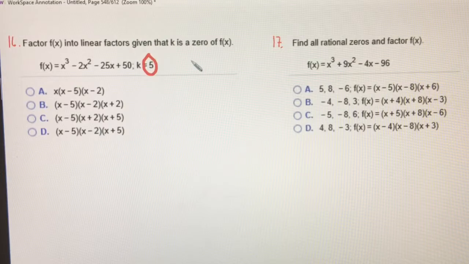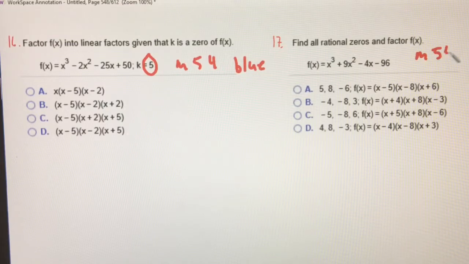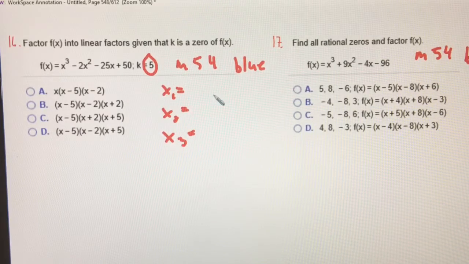It wants to know if 5 is a 0. It tells me 5 is a 0, then wants me to factor it. I'm going to use mode 5 on the blue calculator for this one. When I do it, it's going to give me an x sub 1 equals, an x sub 2 equals, and an x sub 3 equals.